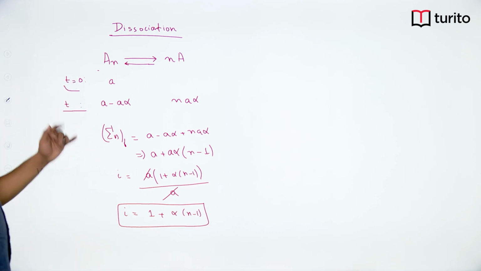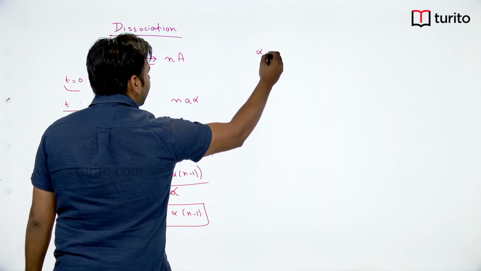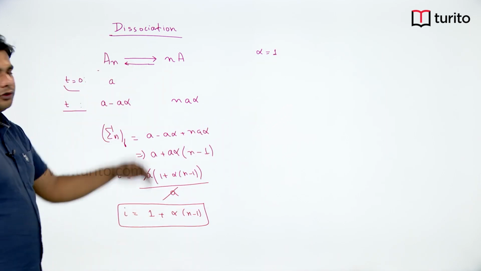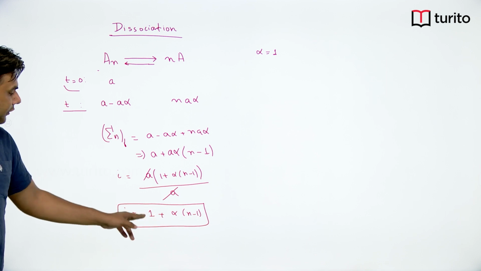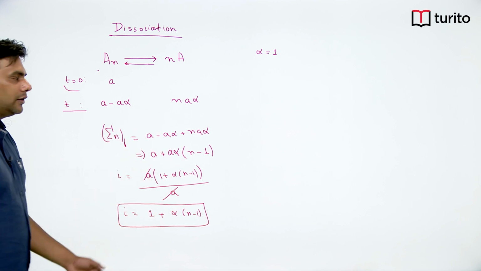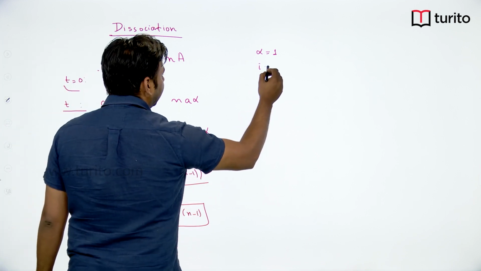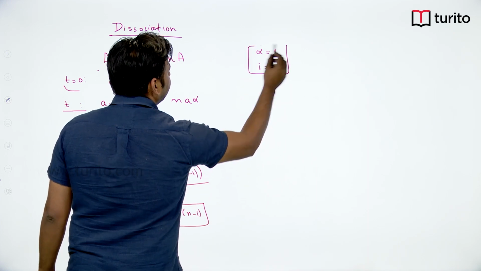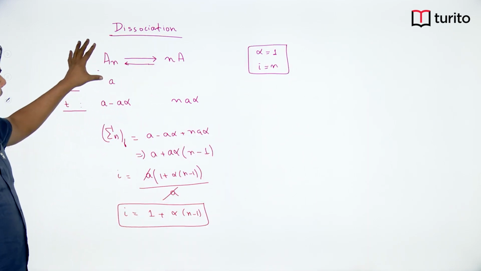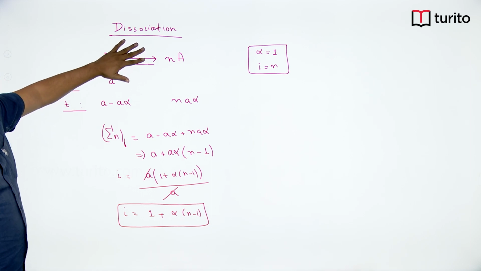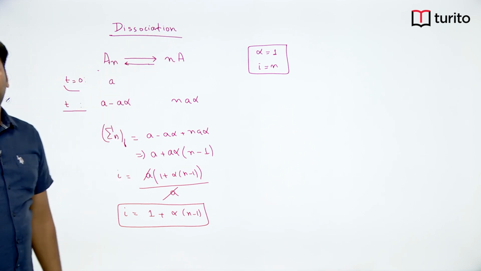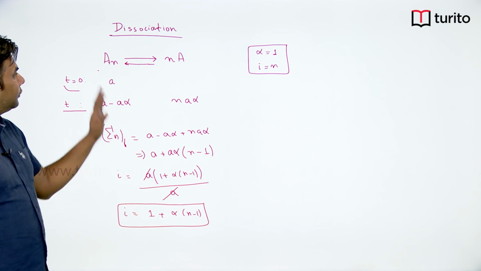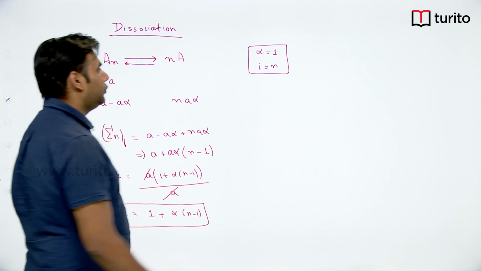Okay, if alpha is 1, that means this is 100% dissociating. So if alpha is 1, you will have to put this value as 1. So this will become 1 plus n minus 1. So eventually we will get the value of i as n, because if it is 100% dissociated, that means this would completely go away from the solution and n number of particles would be formed. So Van't Hoff factor would be n in that case. Okay, so this is for a case of dissociation.